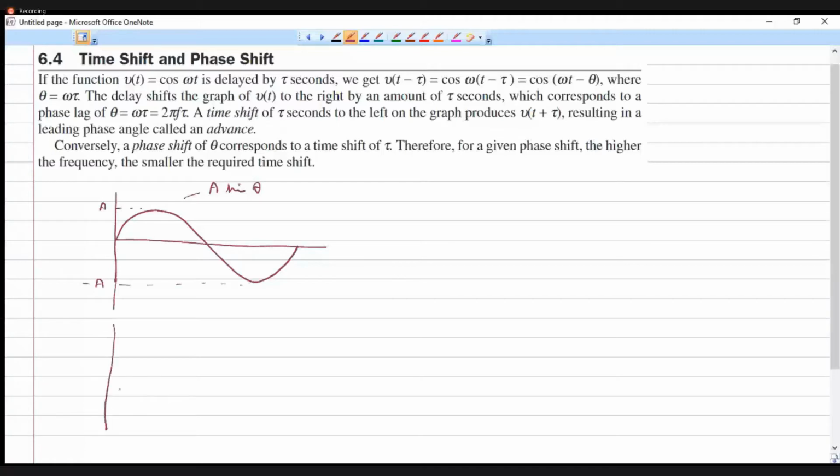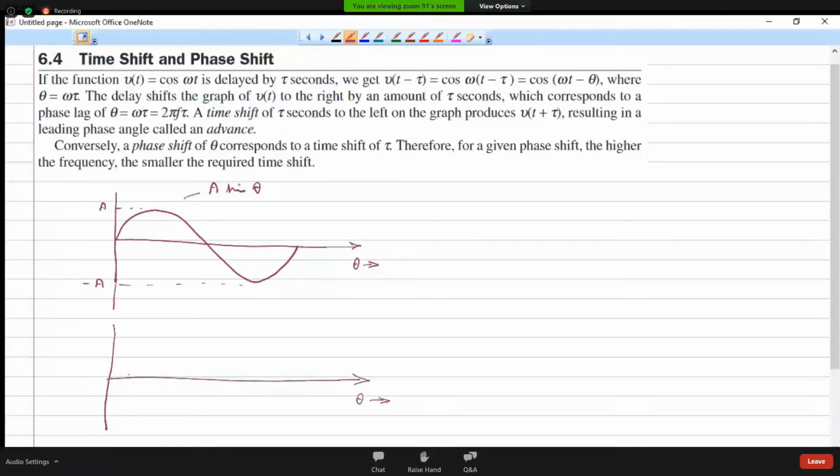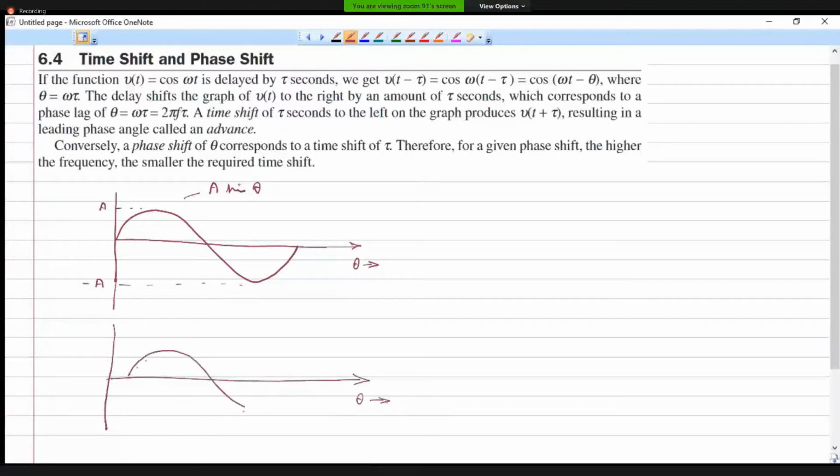Then I can shift it along the axis. If this is the theta axis, the angular axis, I can shift it, for example, by an angle phi, such that this angle is phi. Then I can write this function as A sine of theta plus phi. So I'm shifting it towards the right hand side.